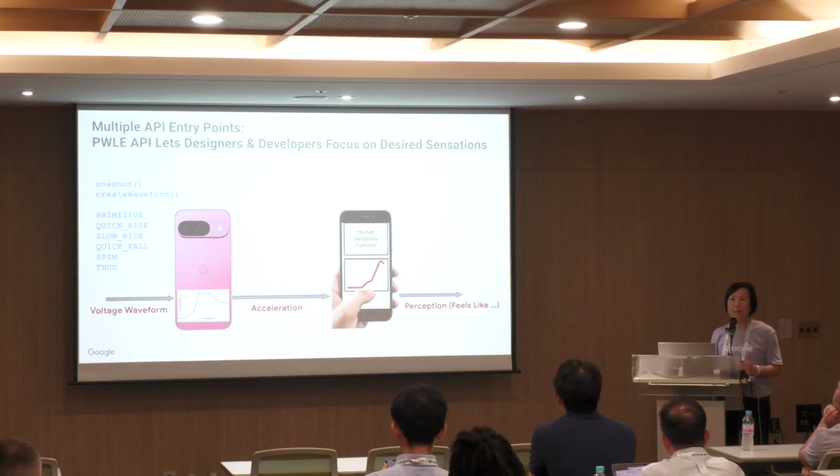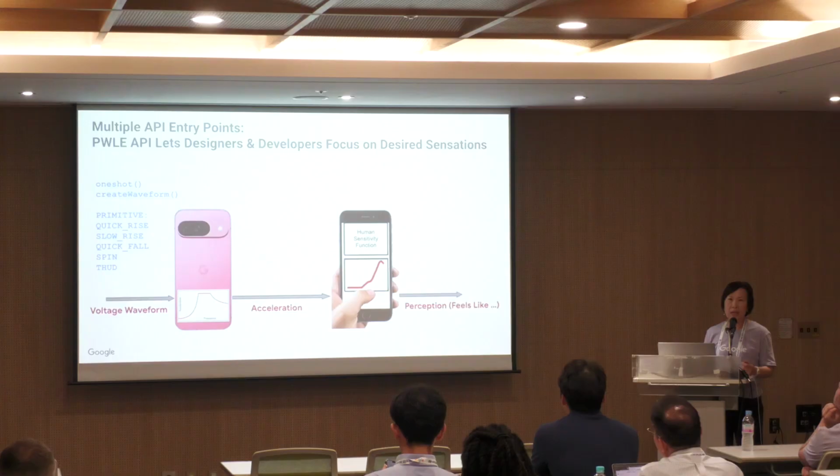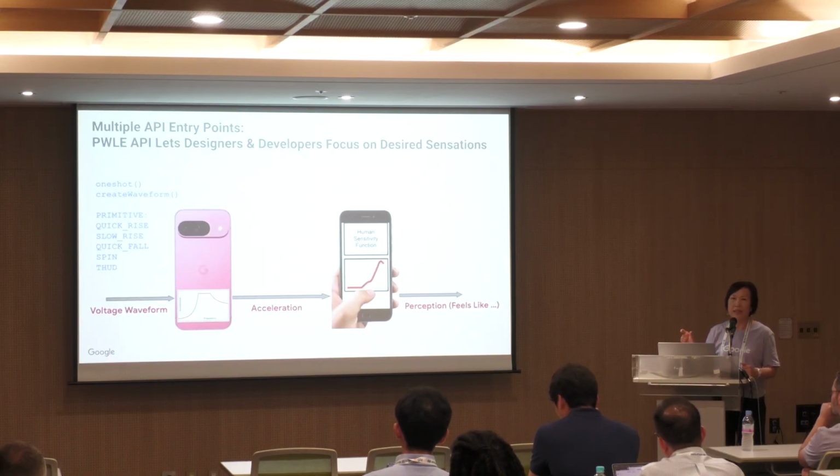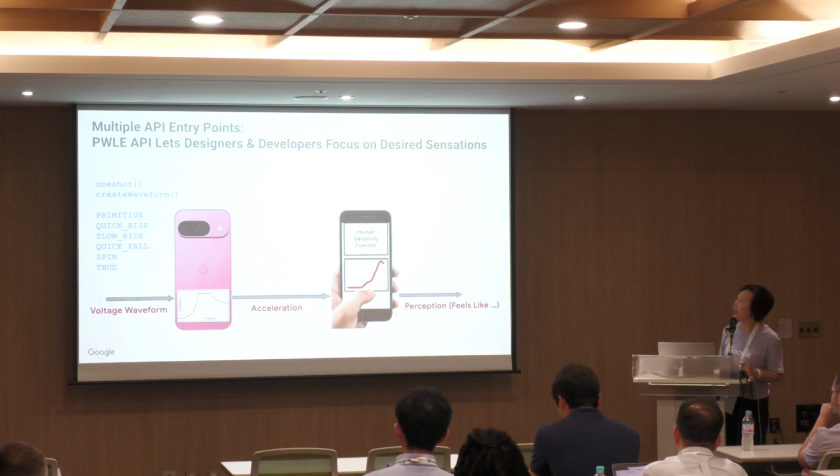Now, currently, Android API works in the voltage domain. So you have this thing called a one-shot where you can specify a duration, and then the motor will be turned on at the maximum amplitude for the duration you specify, like 10 milliseconds. So it'll be on for 10 milliseconds and off after 10 milliseconds.